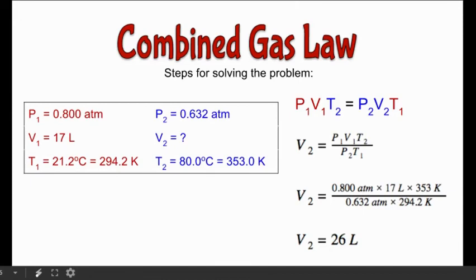All right, it's time for you now to practice a little bit with the combined gas law.